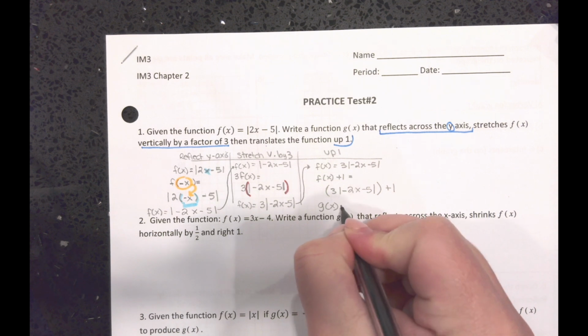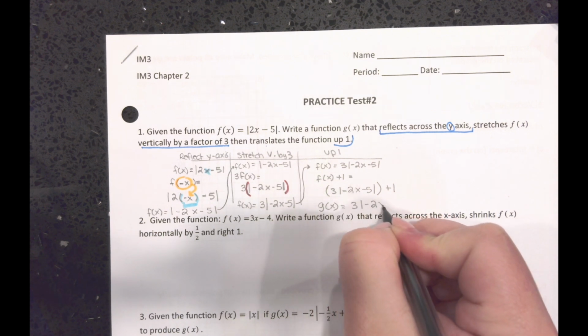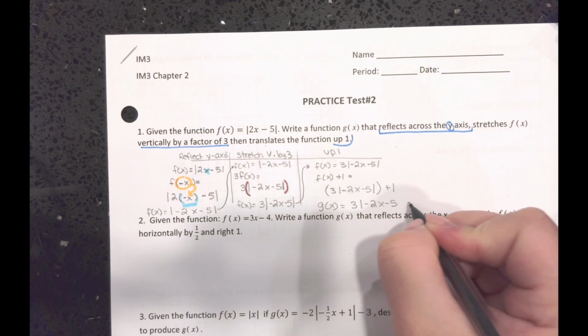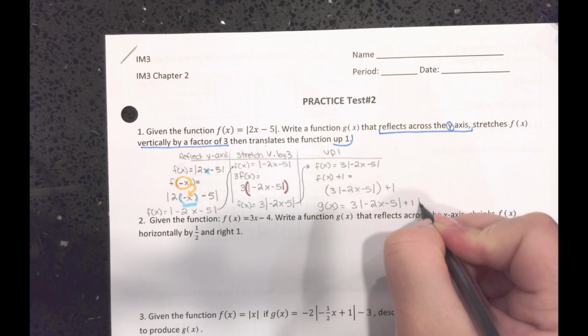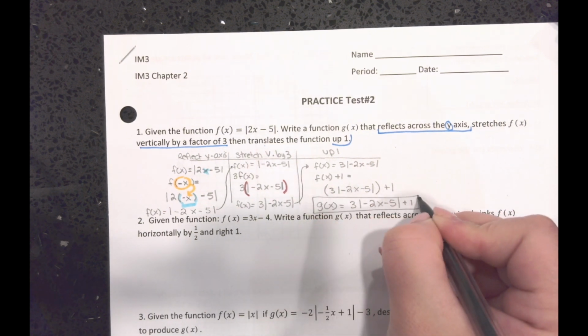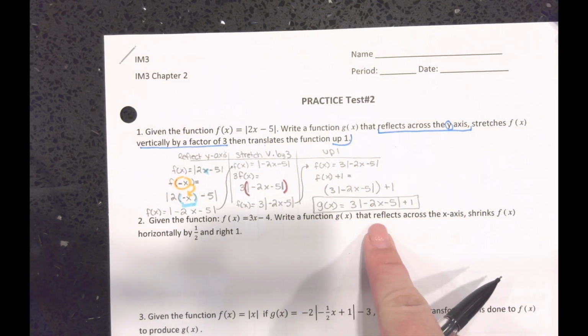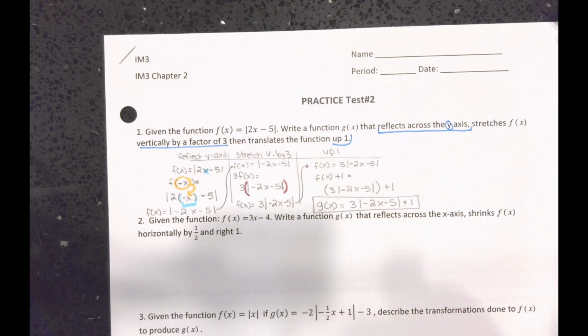Notice this is my last transformation. There's nothing for me to do after this. So we can write this as our answer. Now there is one step further that we can go. I did box this, so this is an acceptable answer. There's nothing wrong with it.